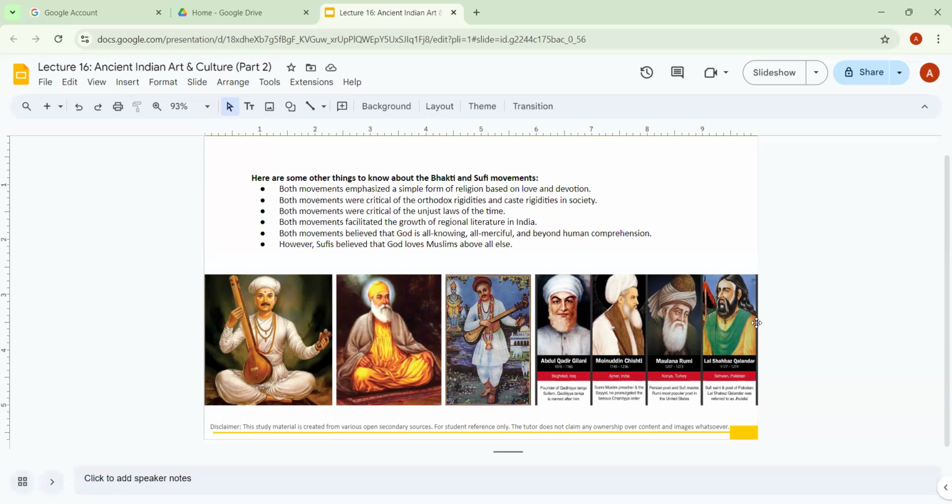They believed that God is all knowing, all merciful, and beyond human comprehension. However, the Sufis believed that God loves Muslims above all else.